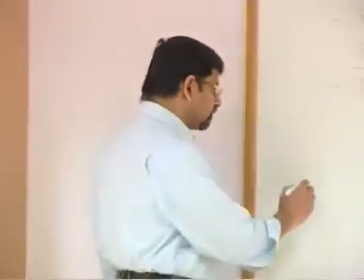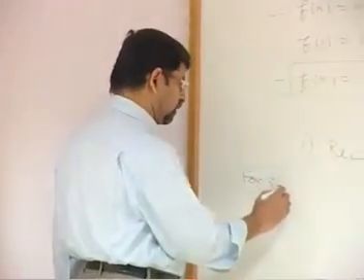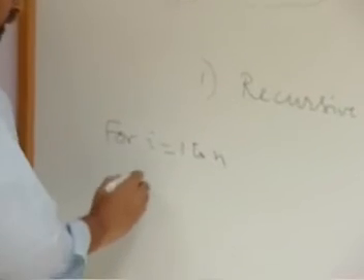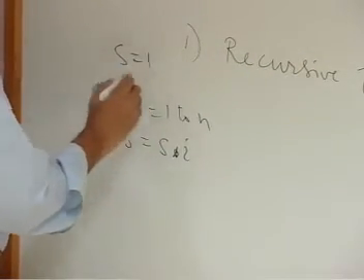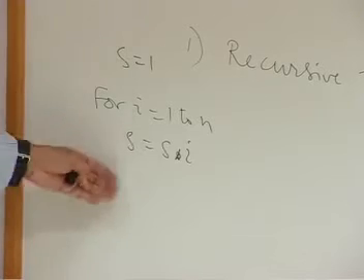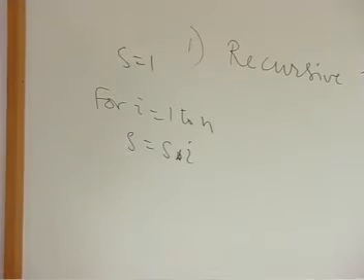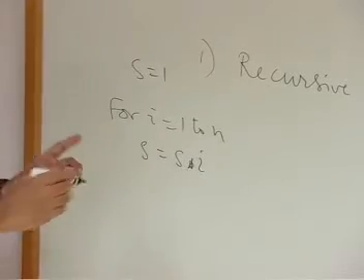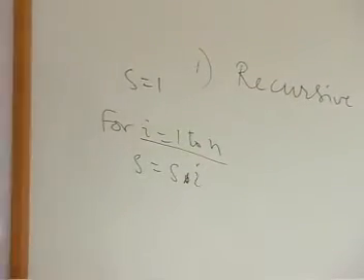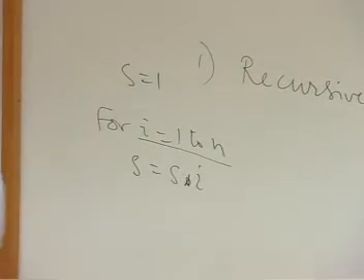Whereas when you write for I equal to 1 to n, s equal to s star I, with s initialized to 1, you do precisely just whatever you are supposed to do. There is of course a little bit of bookkeeping overhead, but that is minimal. Okay.